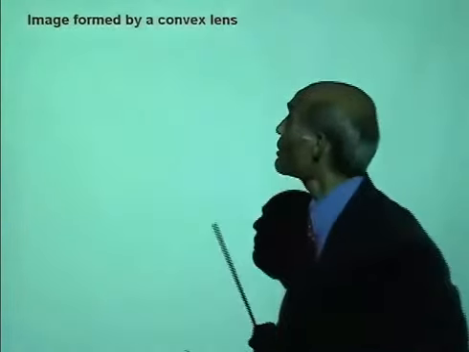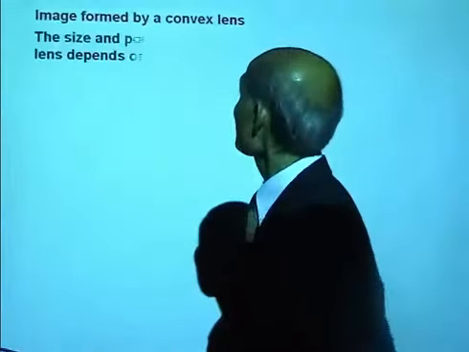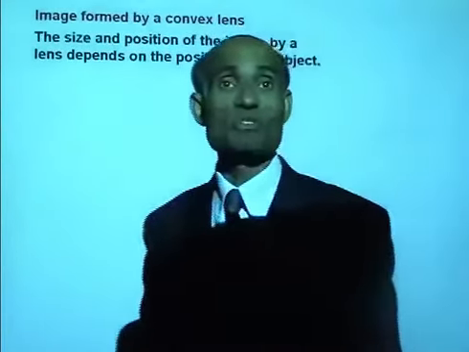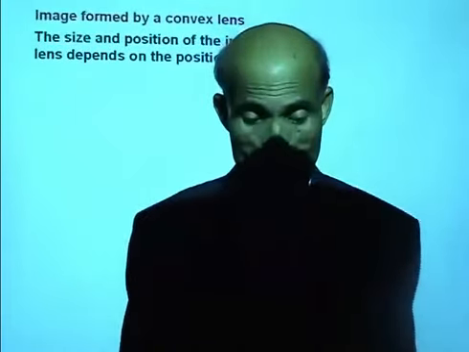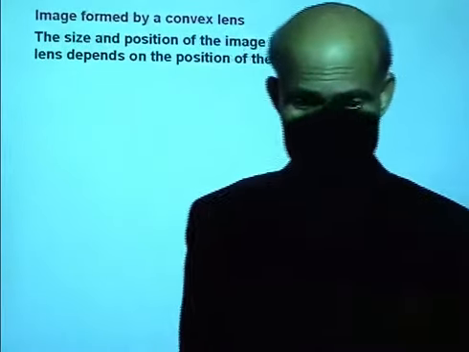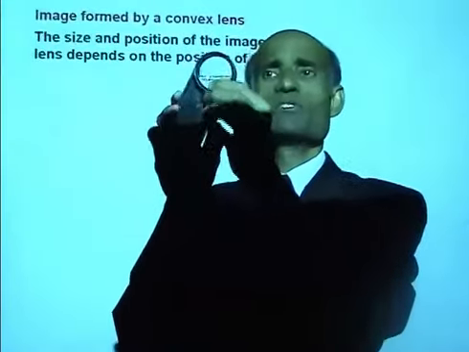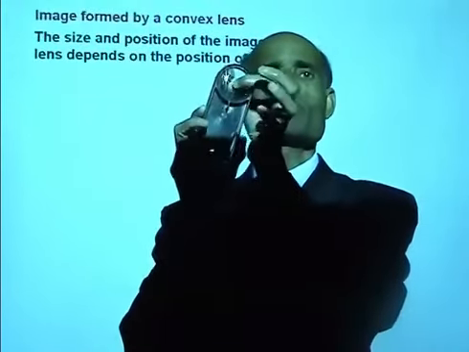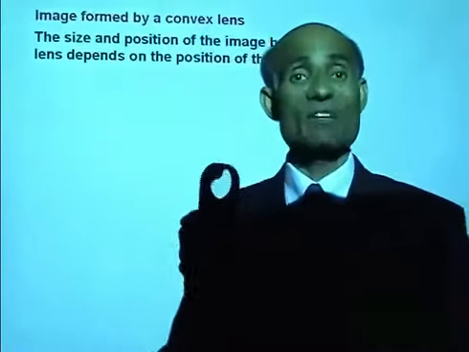Now, we will look at images formed by a convex lens. The size and position of the image formed by a convex lens depends on the position of the object. For example, I have a convex lens here. This is a convex lens. It is thick at the center and thin as we go to the edges.